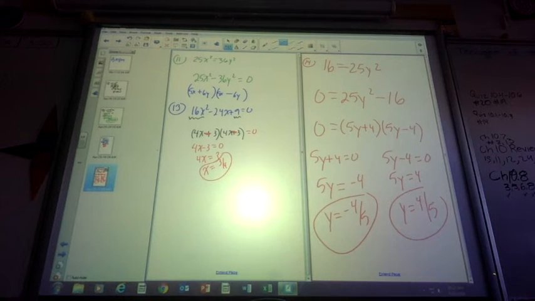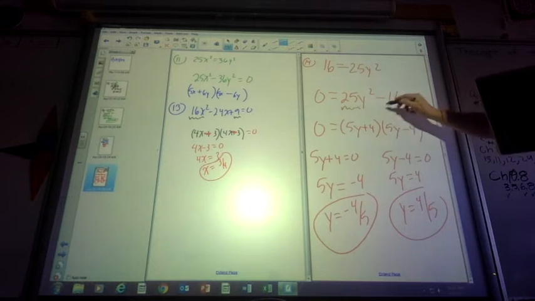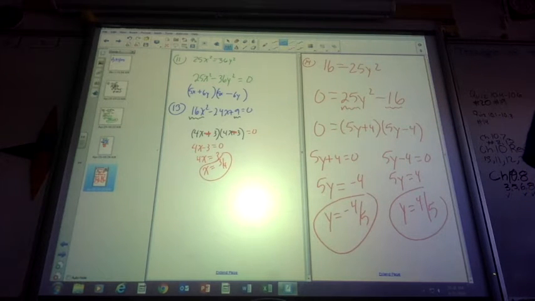Yeah. So you just find the square roots of like 25 and 16. On 11 it was 36 and 25. Right. That's a perfect square, a perfect square separated by subtraction. So it's got to be the difference of two squares.